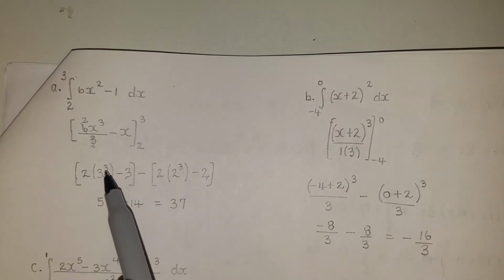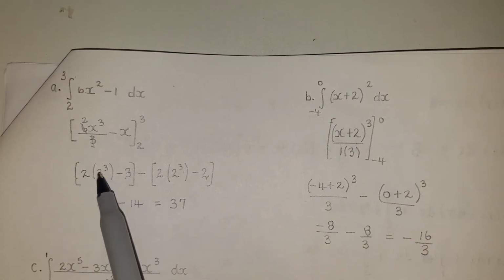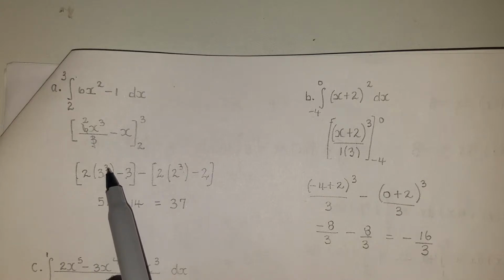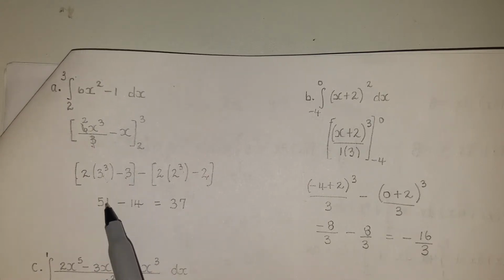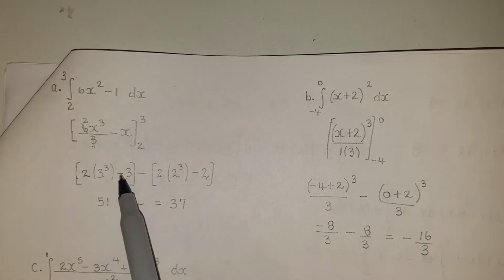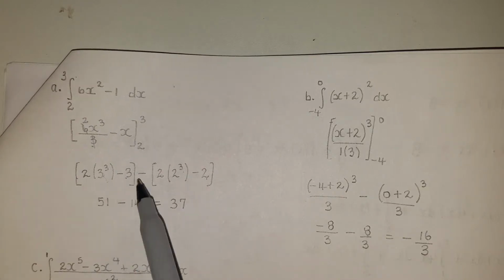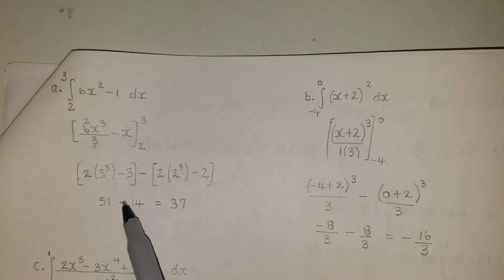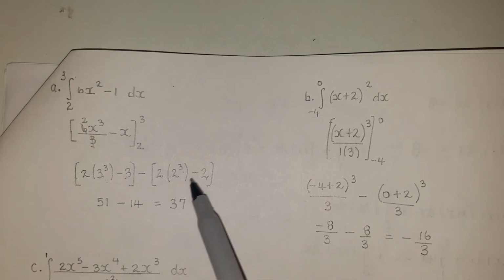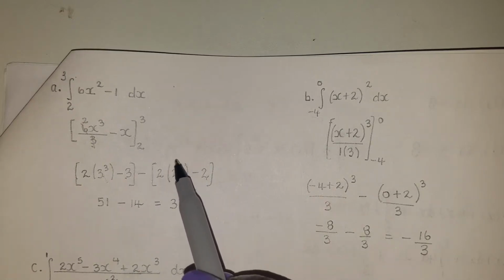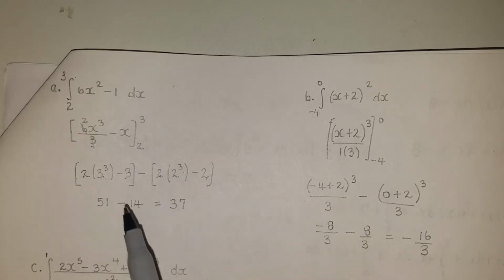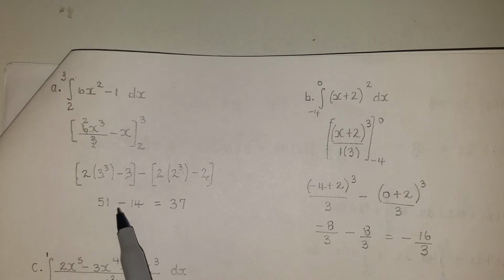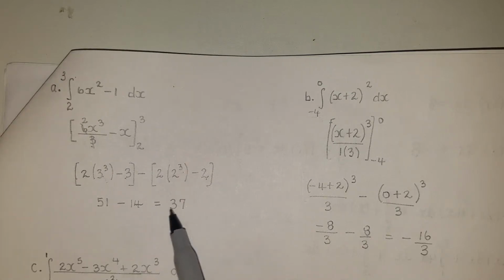When you work the bracket for the upper limit, 3 cubed is 27. 27 times 2 is 54. 54 minus 3 is 51. Now, minus sign goes back. Now for the lower bracket, 2 cubed is 8. 8 times 2 is 16, and 16 minus 2 is 14. So for our answer, 51 minus 14 gives us 37.